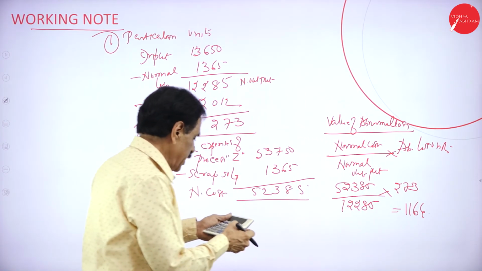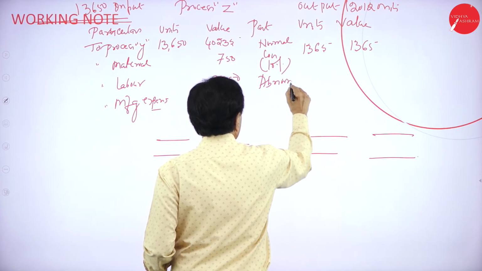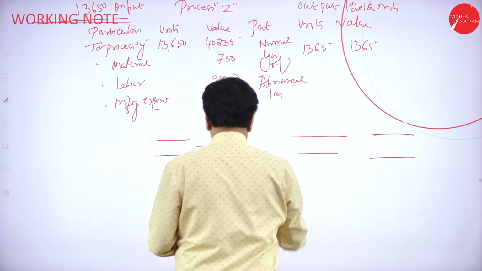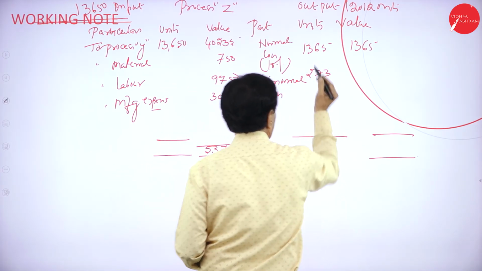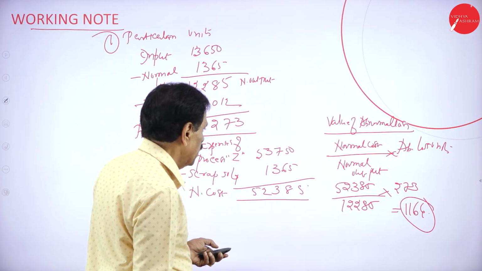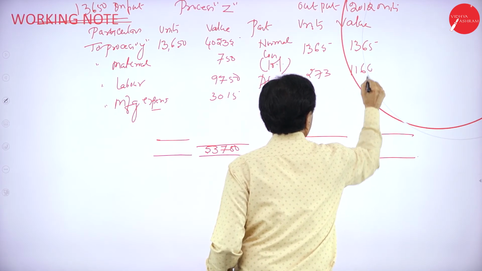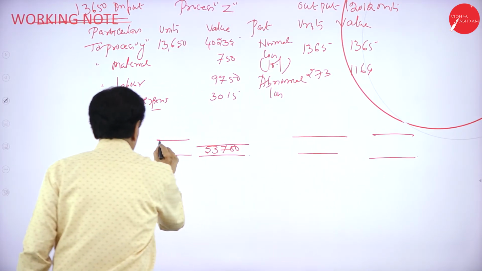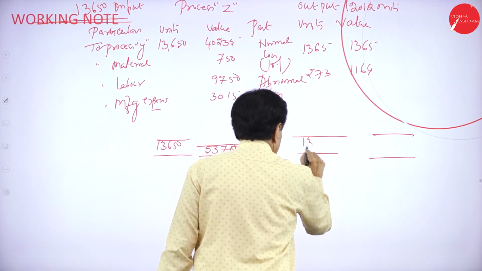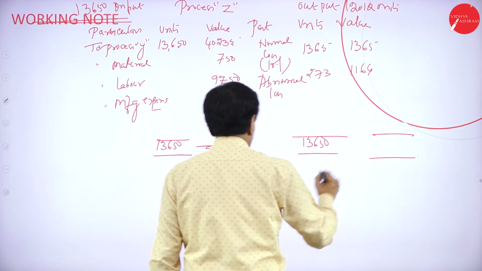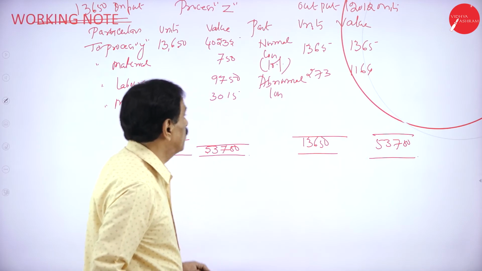You check once again: abnormal loss, how many units? 273 units. What's the value? 1164. Here 13,650, and 53,750.